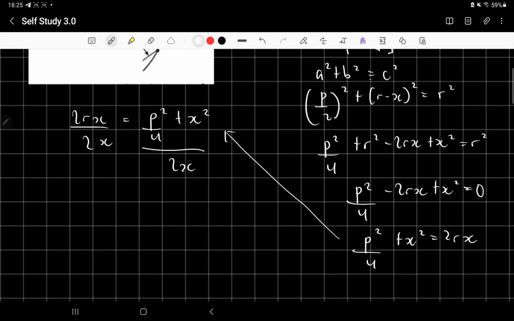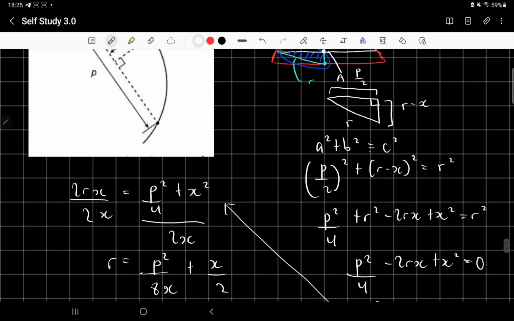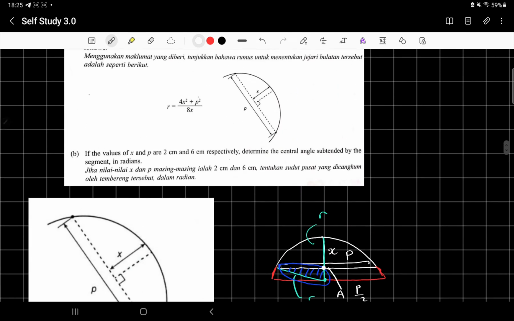So right now we can simplify both expressions in the equation, or both terms. We will get r is equal to p squared over 8x plus x over 2. If you want to leave it like this, you may, but the question wants us to prove it in that form. Therefore, we should do it all together until we get that form.